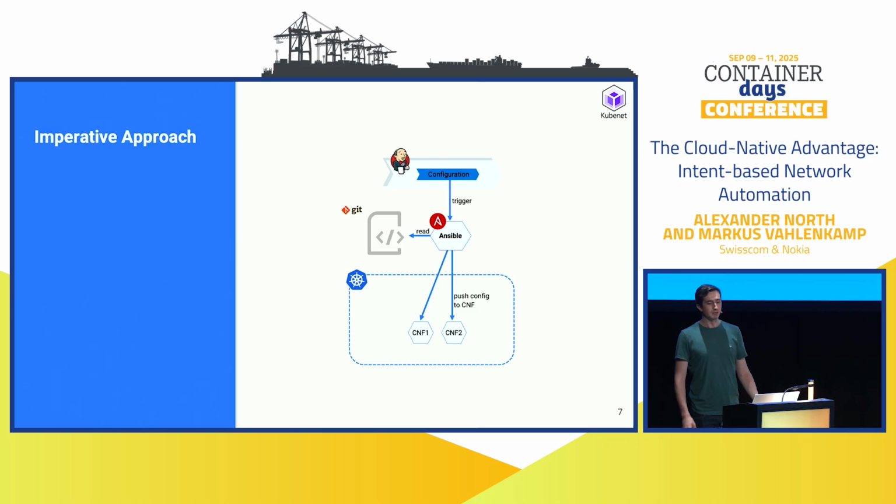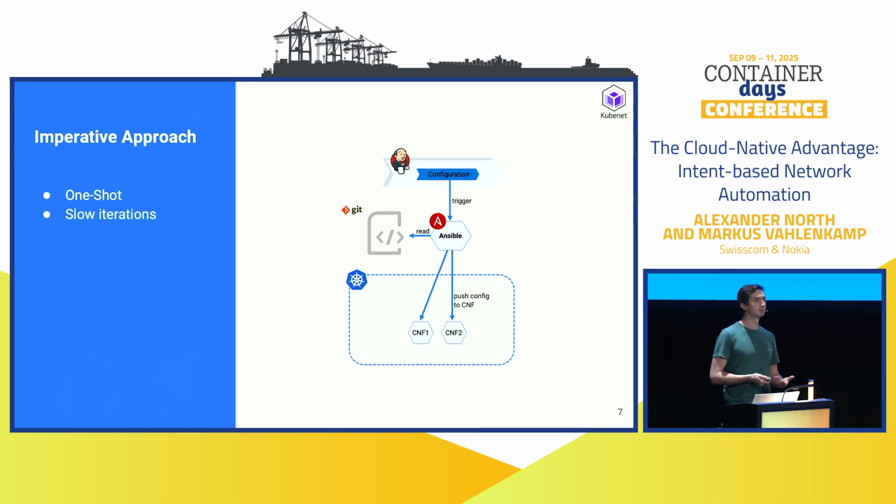Up until now, we've had an imperative approach. There's a pipeline that takes a configuration template, renders it, and pushes it straight to the CNF. It's a one-shot approach. We trigger it, we hope it works, that's it. If we have errors in the configuration, we can only detect this at the time that the configuration is pushed to the device, not prior to it.